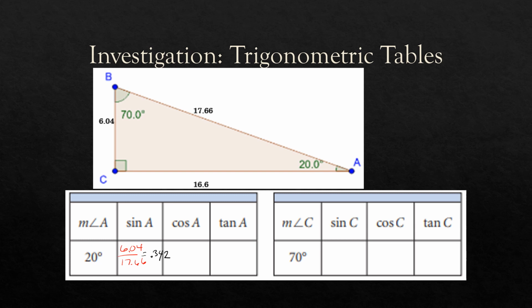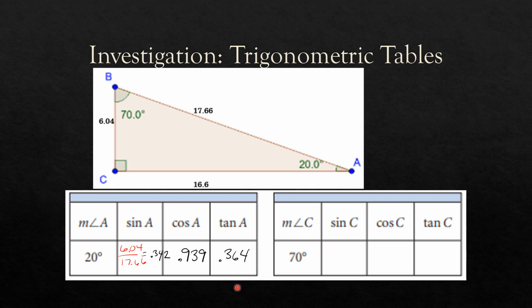And that comes out to be about 0.939. Then my tangent will be opposite over adjacent. So 6.04 divided by 16.6. And that comes out to be about 0.364.